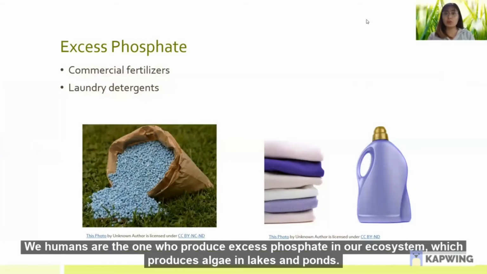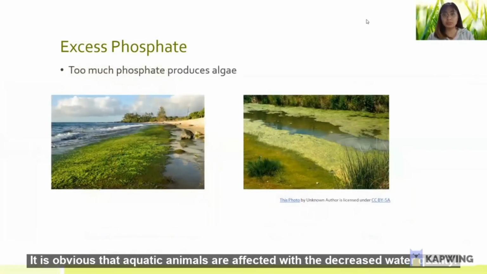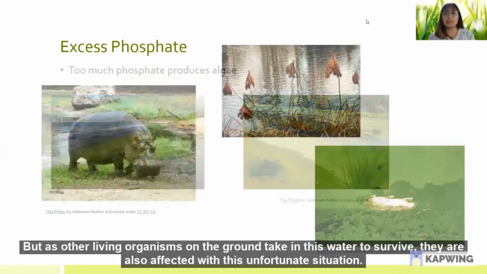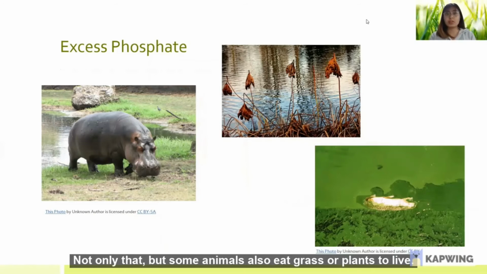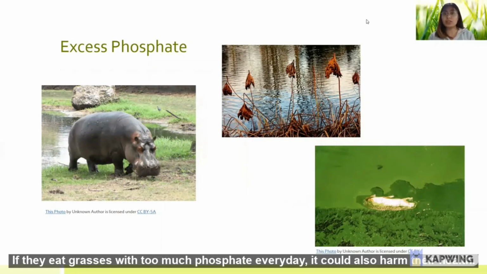We humans are the ones who produce excess phosphate in our ecosystem, which produces algae in lakes and ponds. It is obvious that aquatic animals are affected by the decreased water quality, but as other living organisms on the ground take in this water to survive, they are also affected by this unfortunate situation. Not only that, but some animals also eat grass or plants to live. If they eat grasses with too much phosphate every day, it could also harm their health.